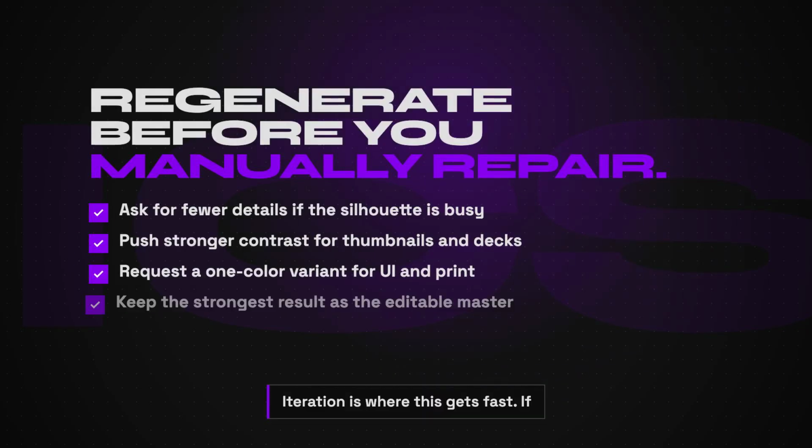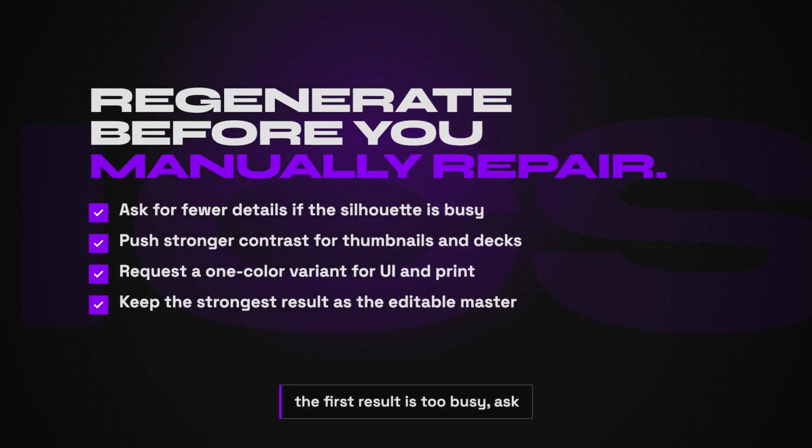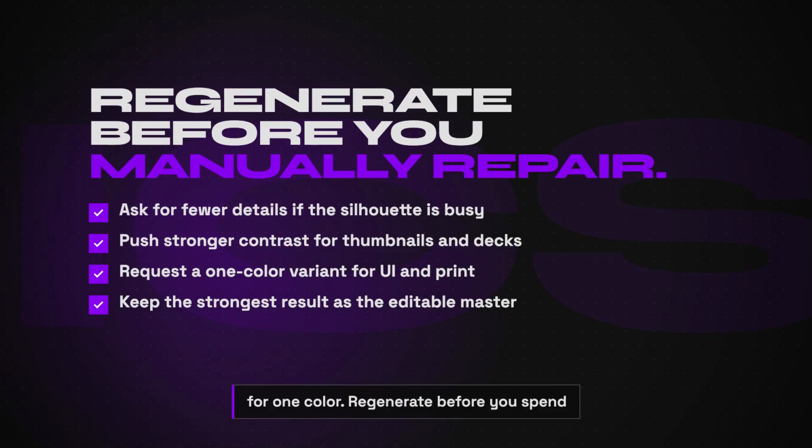Iteration is where this gets fast. If the first result is too busy, ask for fewer shapes. If it feels generic, ask for a stronger metaphor. If it needs to work in a UI, ask for one color. Regenerate before you spend 20 minutes manually repairing a bad source.